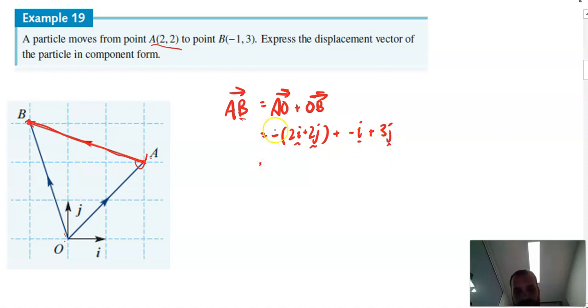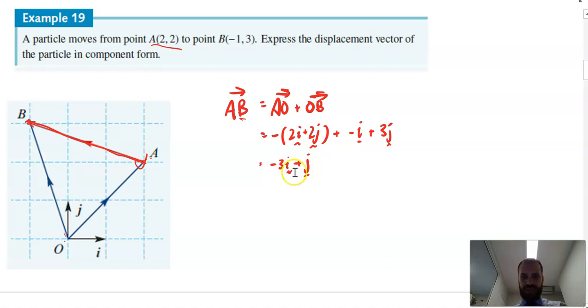Just add these up. Now we've got -2i plus -i is -3i. -2j plus 3j is j. And that's the end of our question. You can see AB is in fact -3i + j, so it's useful to draw a picture. But here's our mathematical way, or our algebraic way, of calculating it.